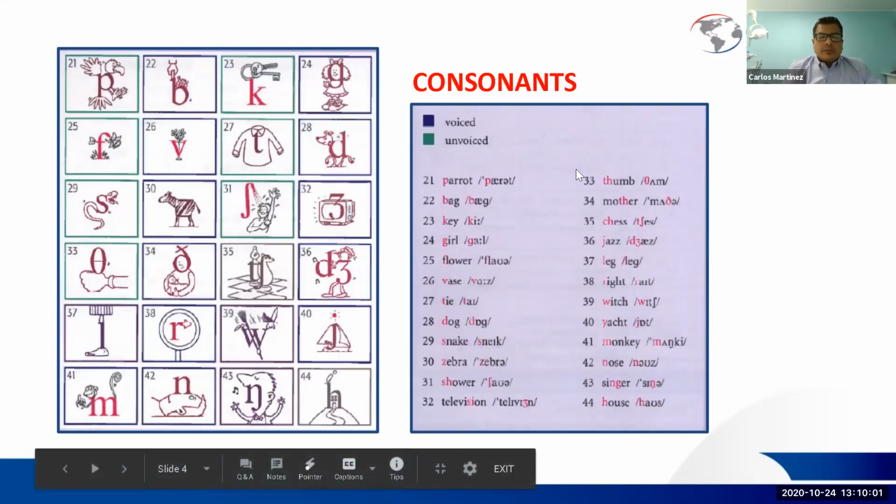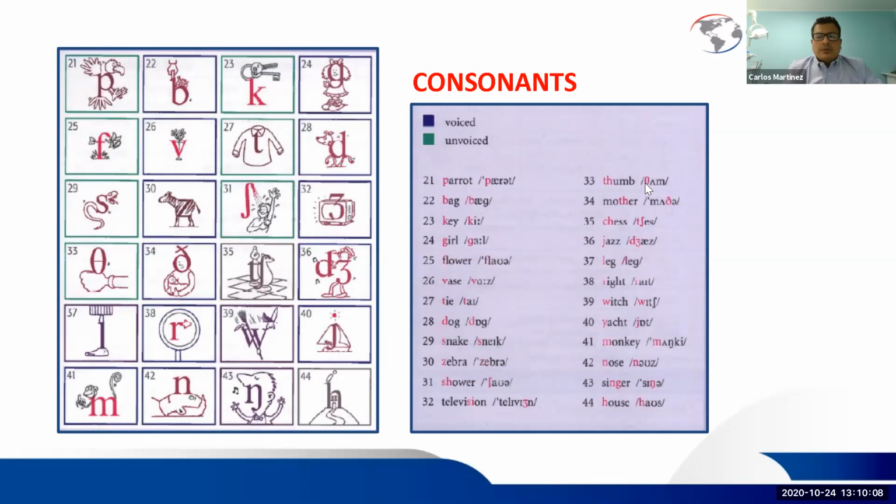Now we have number 33. In 33 and 34, it's the same letters, notice the TH and TH. But when you see this symbol, and note also the color green, it's unvoiced, so it's not going to make any sound. It's just going to be thumb.